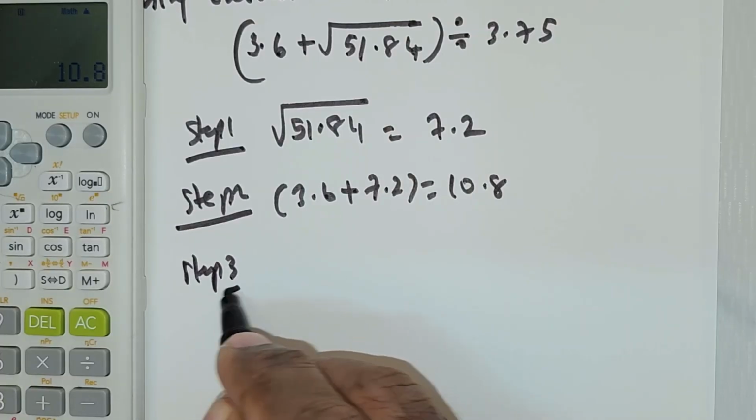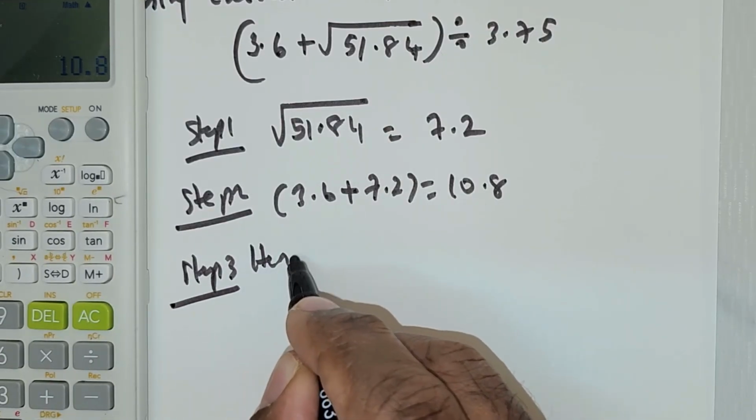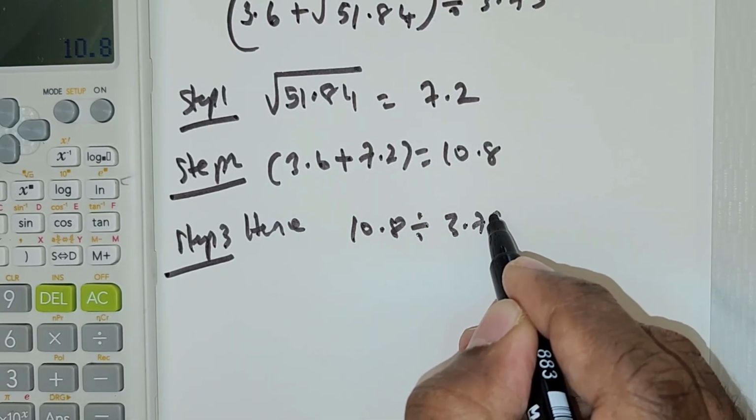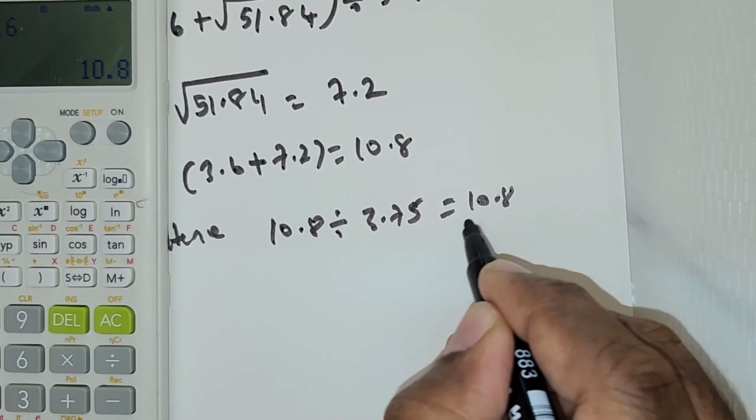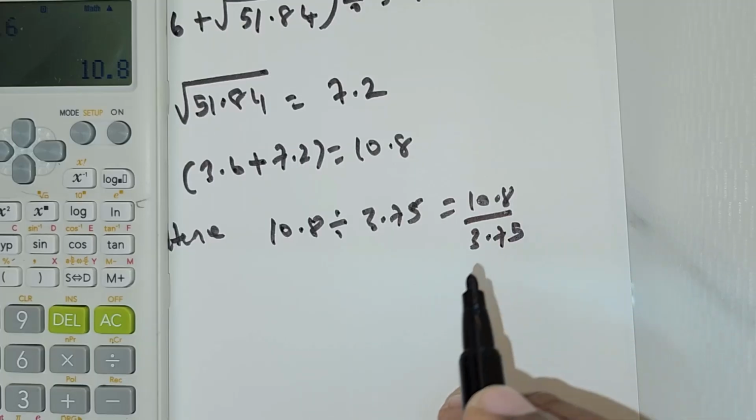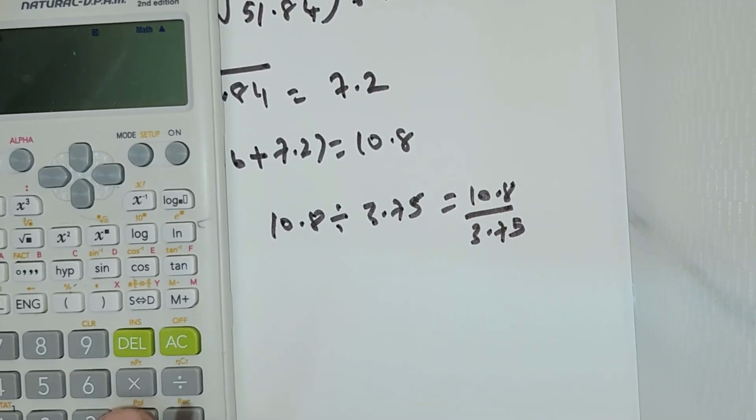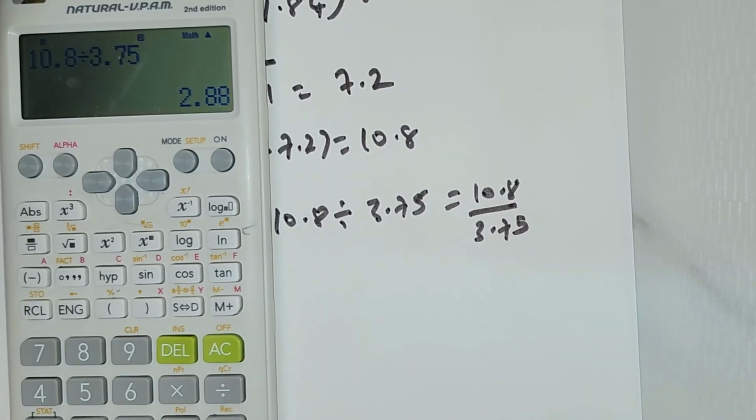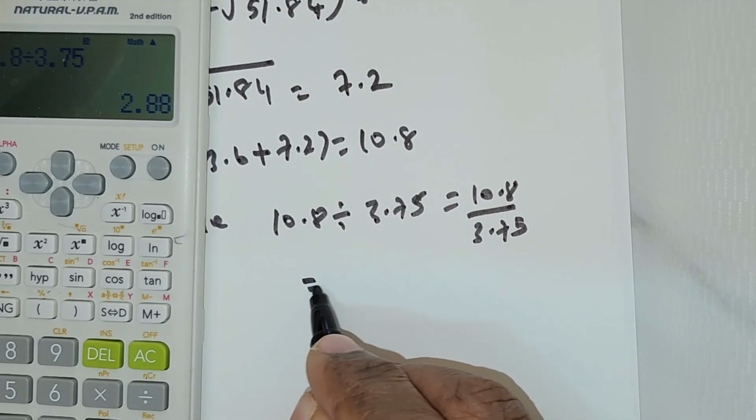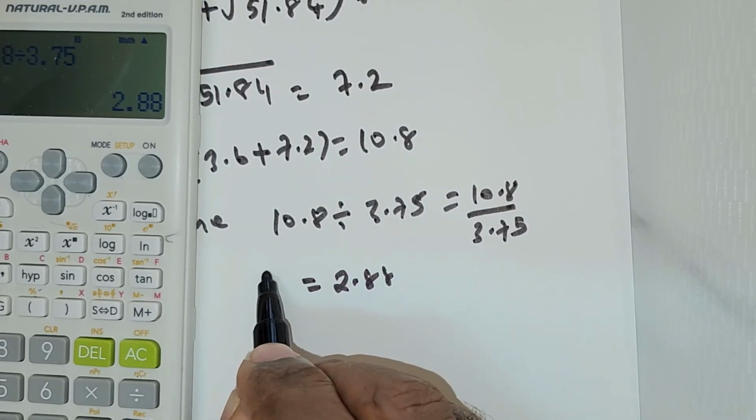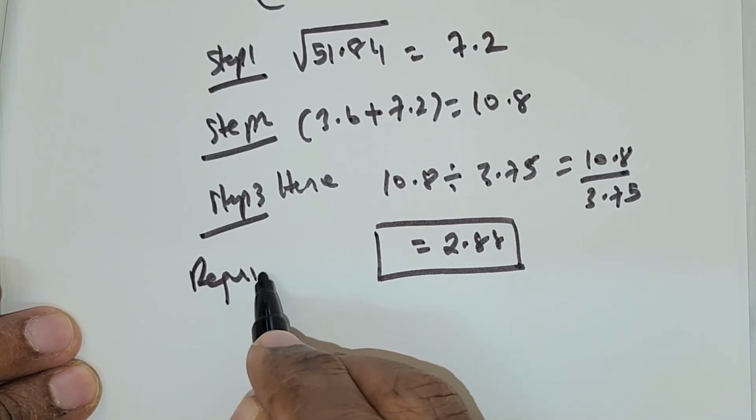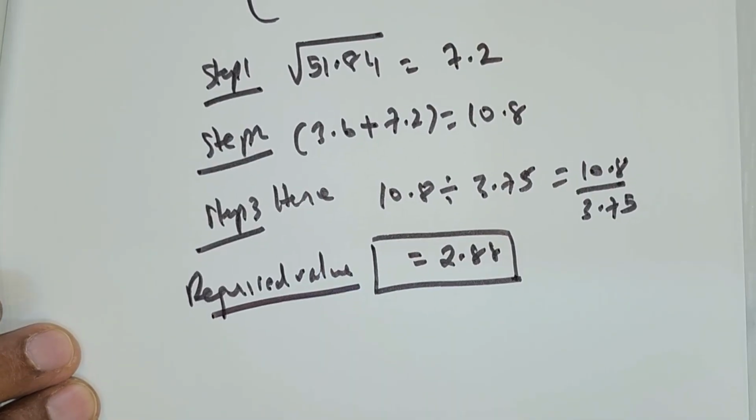Now the final step, step number 3. Hence you can use the word hence. 10.8 divided by 3.75. You key in 10.8 and you divide by 3.75. What do you get? You get 2.88. So 2.88 is the required value. Okay, so that is the end of question number 1.